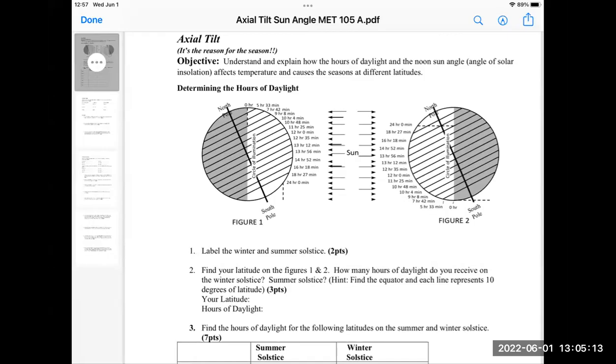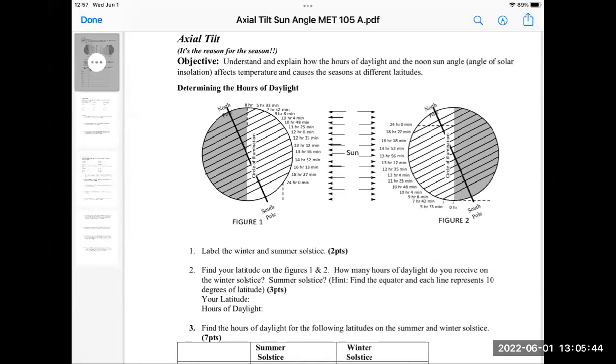The first picture I want to share is the one you'll see when you open up the axial tilt sun angle assignment. If you have Word, you can download the Word copy. And if you do not have Word, you might want to download the PDF version. So what I'm going to do, hopefully this will write, is start with the very first picture.